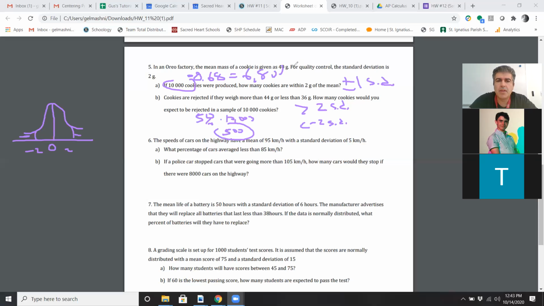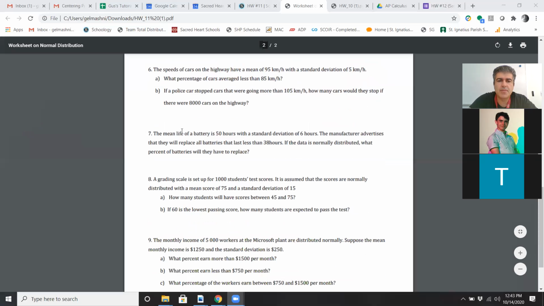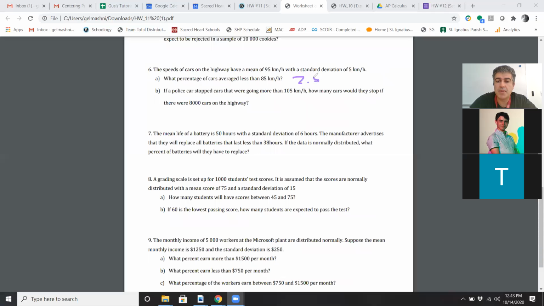For 6, the speed of cars, blah, blah, blah. You guys get the point. Okay, so it's going to be kind of redundant now. Average less than 85, so that's the bottom 2.5%, because that's minus 2 standard deviations. Police car stop, they're going 105, so you're now 2 standard deviations above the mean. How many cars would they stop? So that's going to be 2.5% again, plus 2 standard deviations.